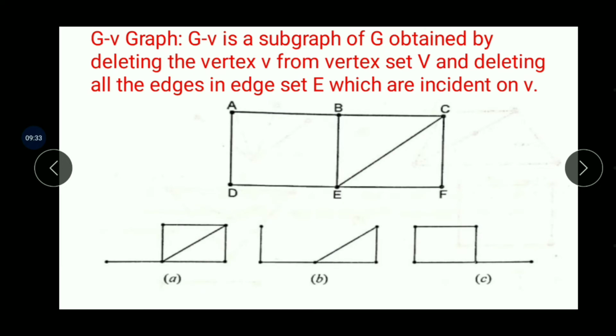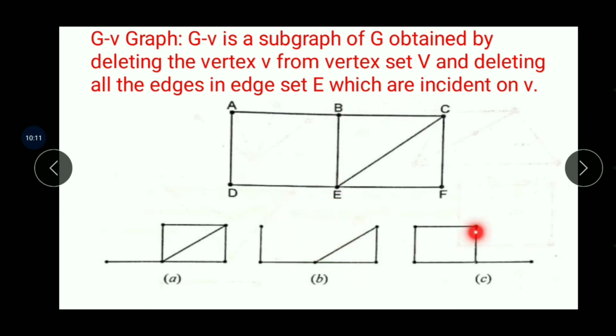Next is the G minus V graph. What is the G minus V graph? G minus V is a subgraph of G obtained by deleting the vertex V from the vertex set and deleting all the edges in the edge set E which are incident on V. So if we remove one vertex, we get a G minus V graph. Like if we remove this vertex A, this edge will be removed and this edge will be removed. So we get this graph. If we remove the vertex B, this edge will be removed, this edge will be removed, this edge will be removed. So we get this graph.